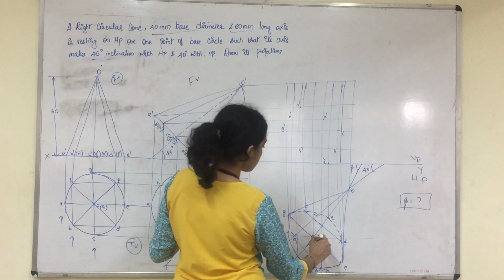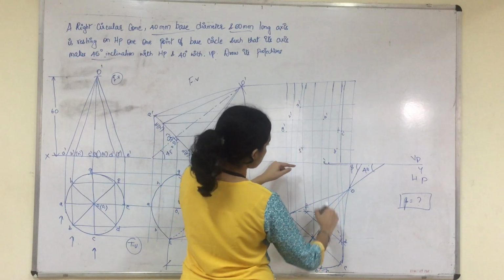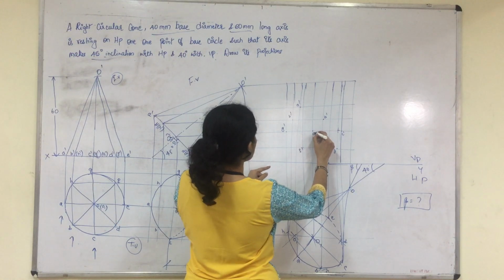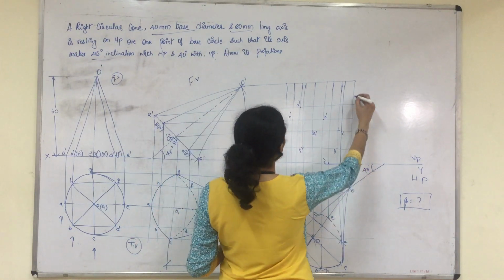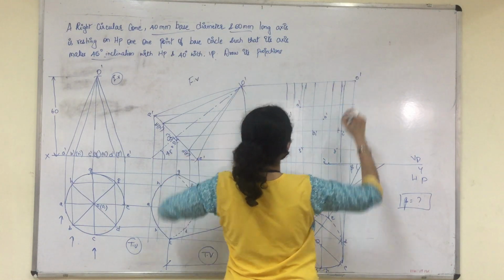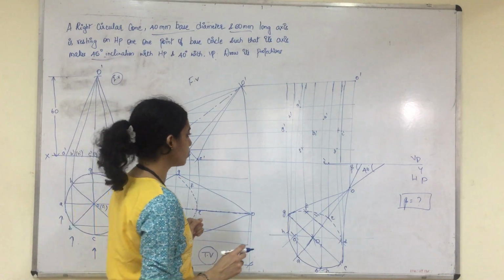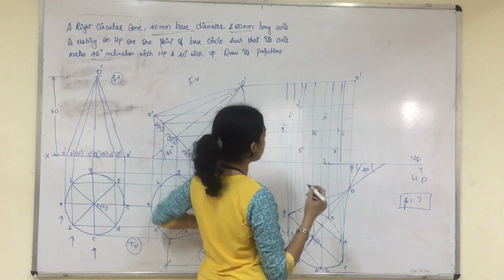Then you take the projection of the center. The locus of O1 is meeting O1 dash at this point, so this is our O1 dash. And similarly the locus of O is meeting O dash at this point, so this is our O dash. So after this, now what we do is we need to take the outer boundary as visible.